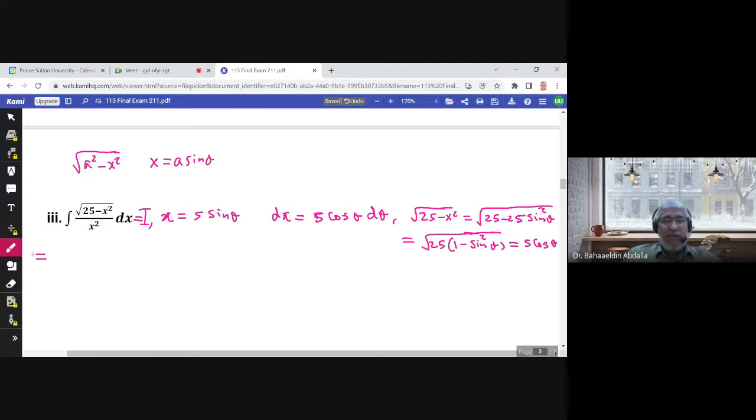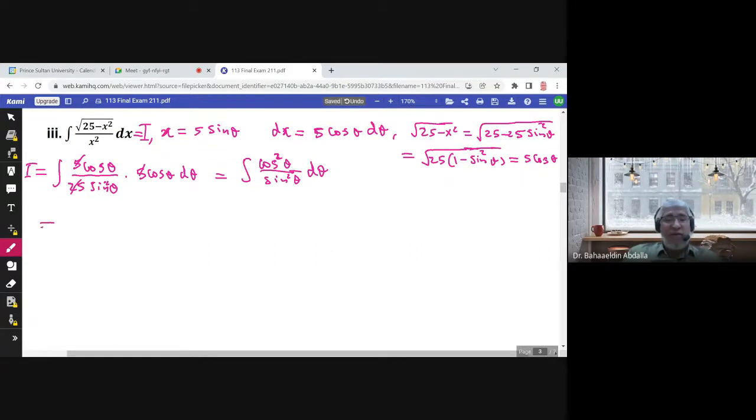So now I can change the integral I from x to theta as follows. The square root is 5 times cosine theta. X squared is 25, x is 5 sine theta, sine square theta. Dx is 5 cosine theta d theta. Well, 5 times 5 is 25, so I cancel it with the 25 here, and I'll have cosine times cosine, that's cosine square theta over sine square theta d theta. And cosine square over sine square, I can write as cotan square theta d theta.